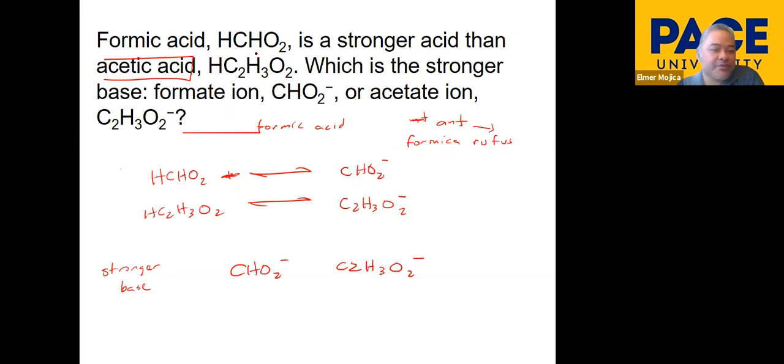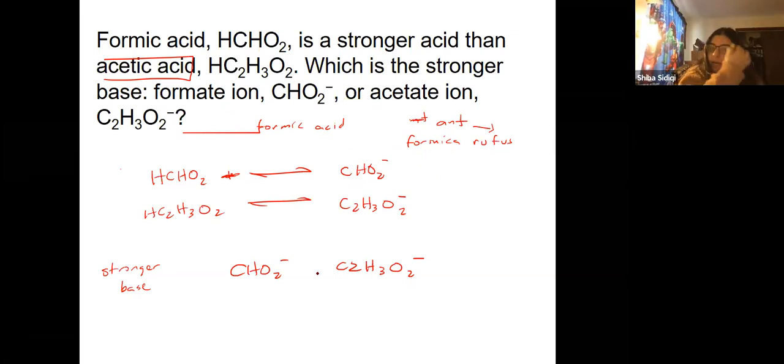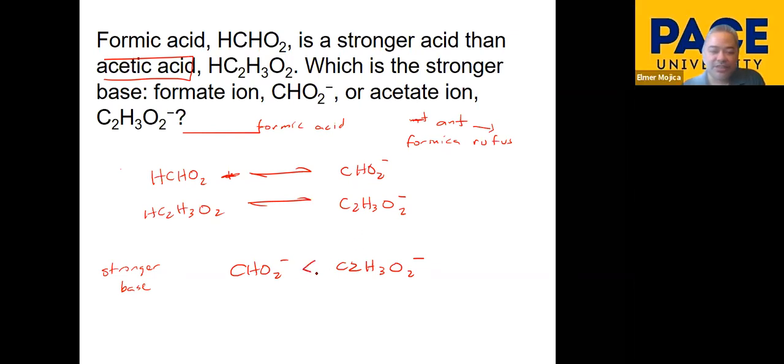So it says here, your formic acid is stronger than acetic acid. So how is the strength of the conjugate base of the two? Is the acetate ion stronger than the formate ion? Okay, so we could say it like this. Since this one is stronger than this one as an acid, the conjugate base that it forms will be weaker than the one from the weaker acid.